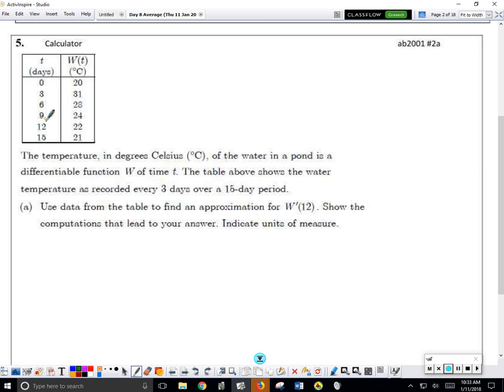Wouldn't doing 9 to 12 find like 10.5 or something? It would be the same estimate, yeah, it is. It's because they're all just approximations. So it would be an estimate for W prime of 12, but it'd also be an estimate for W prime of 11, W prime of 10, yeah, for sure.